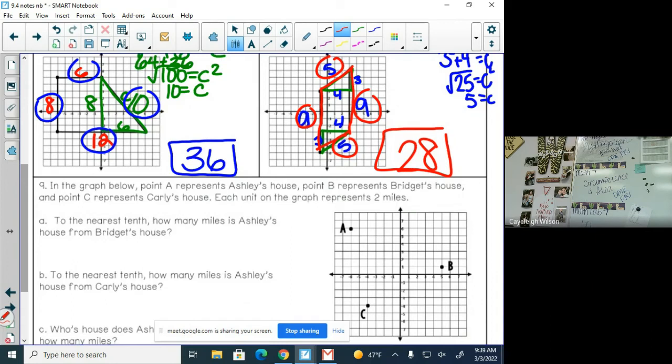Okay, so it says to the nearest tenth, so 1 decimal, how many miles is Ashley's house from Bridget's house? So from A to B. They want to know the length from A to B.